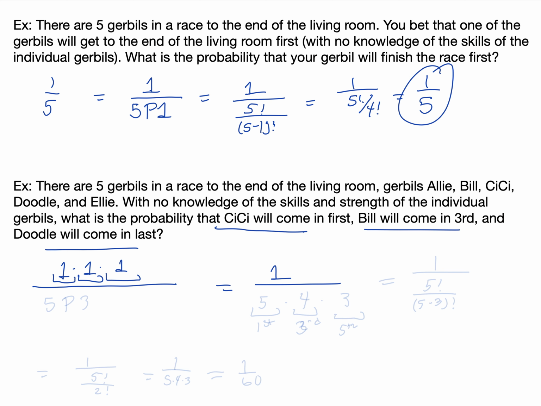If we're just thinking about those 3 gerbils, divided by, now we could also think about this as 5 permute 3. So we're only thinking about who comes in first, and there are 5 possibilities for that, and who comes in third, there are 4 possibilities remaining for that, and who comes in last, there are 3 possibilities remaining for that. So that is in fact equal to 1 over 5 permute 3, 5 factorial over 5 minus 3 factorial. That's 1 over 5 factorial divided by 2 factorial. That's the same thing as 1 over 5 times 4 times 3. And so that would be 5 times 4 is 20, times 3 is 60. That's 1 out of 60 is our probability of that event.